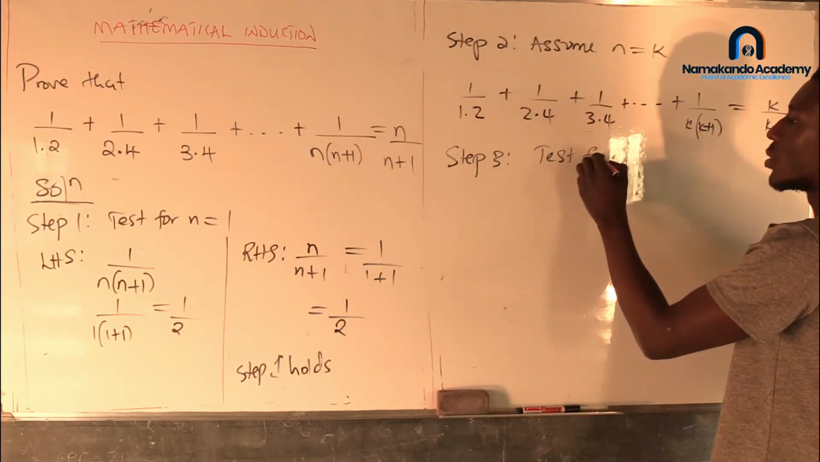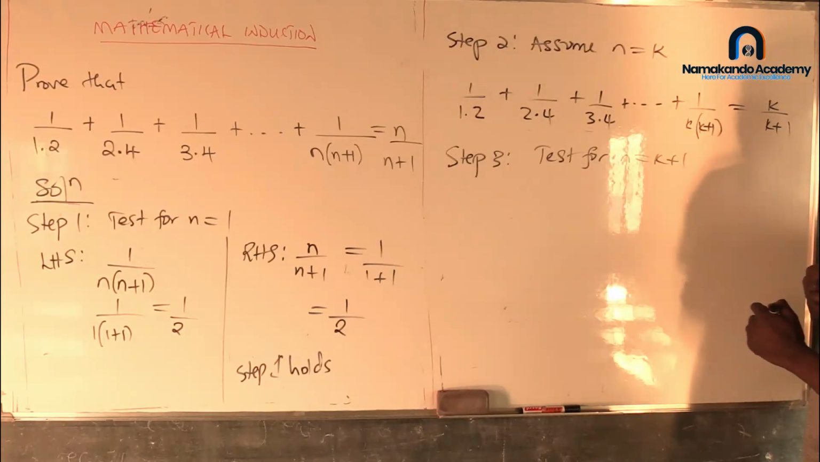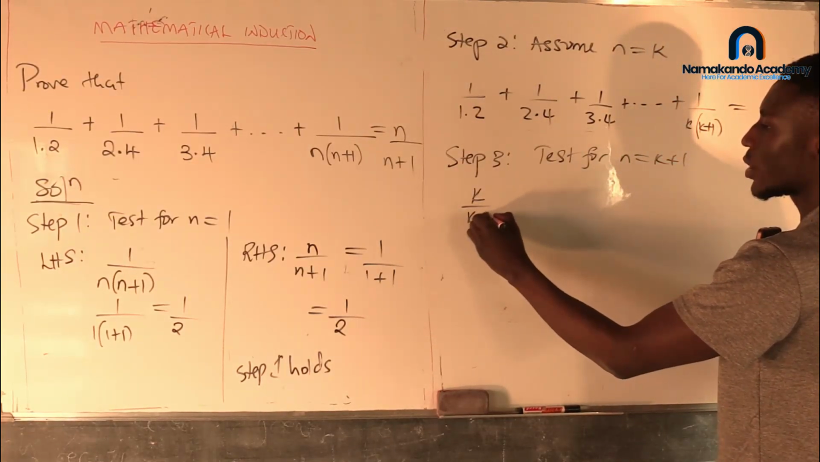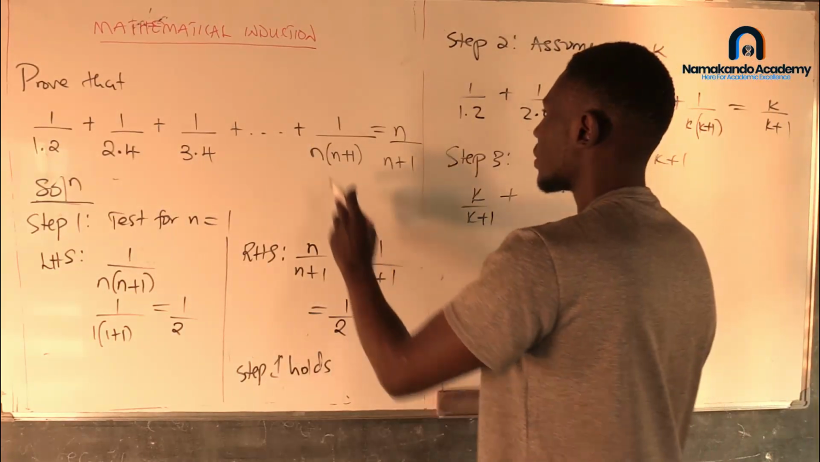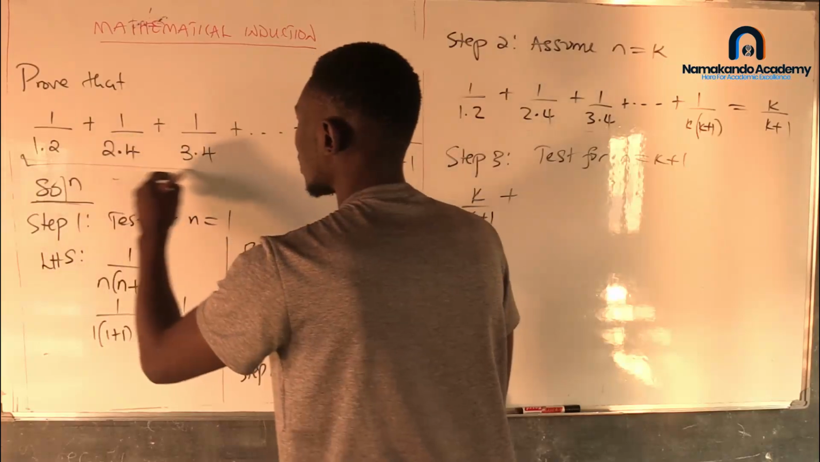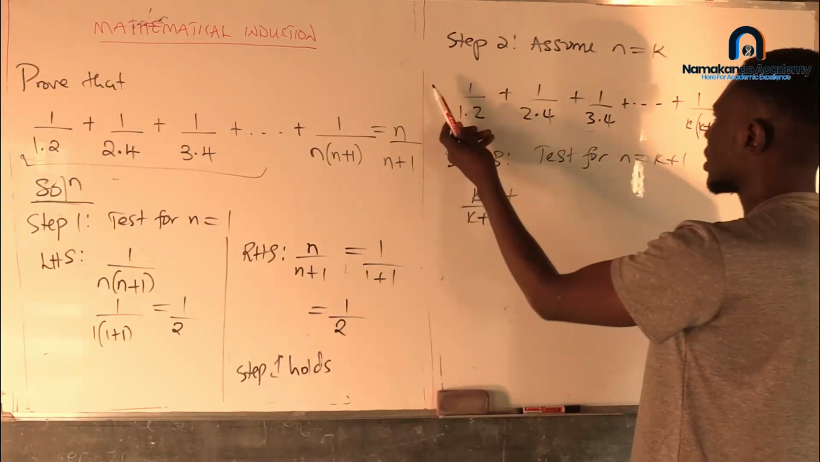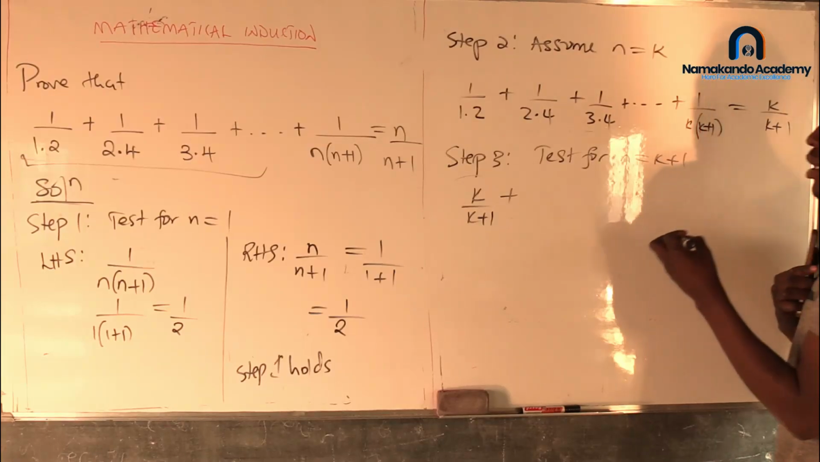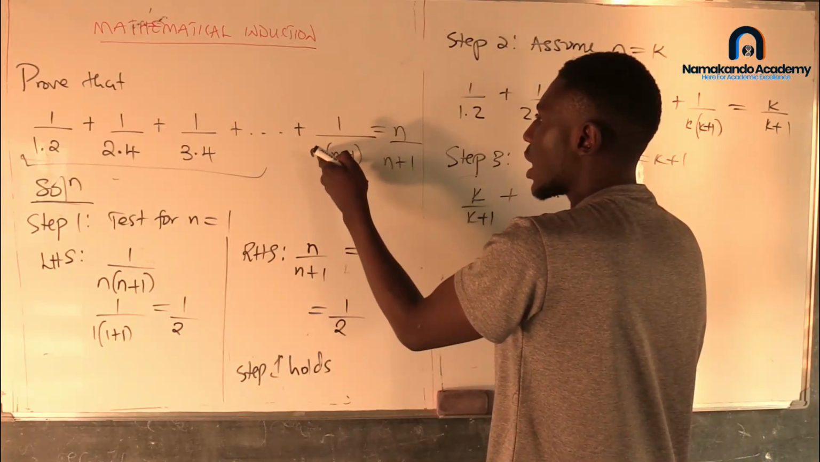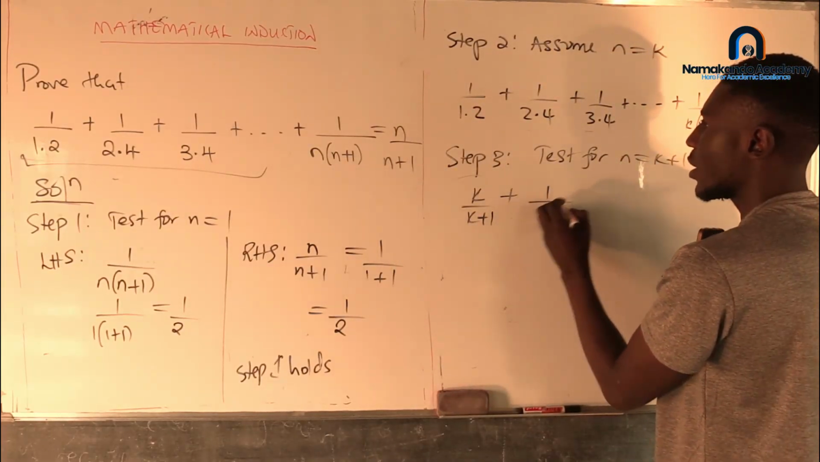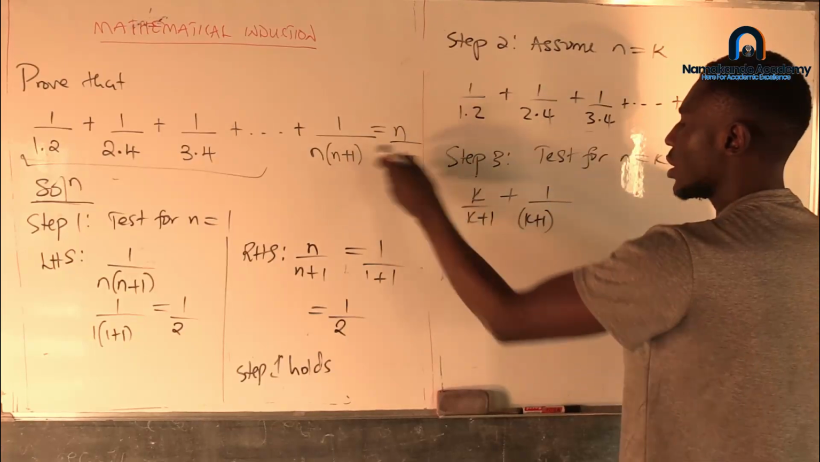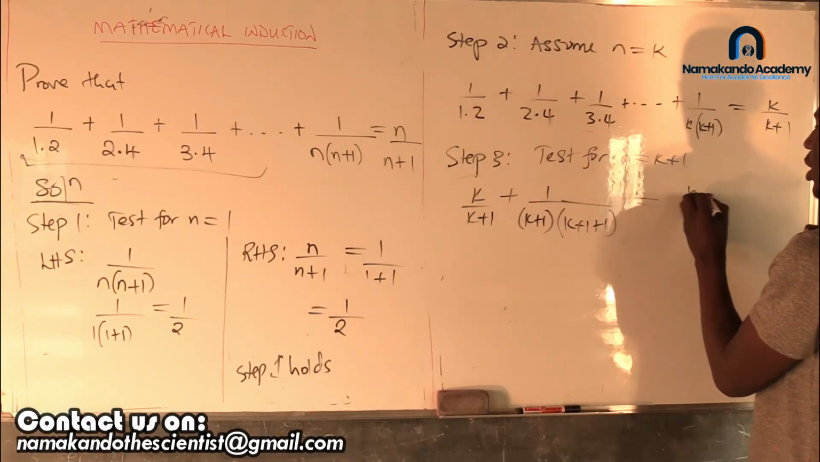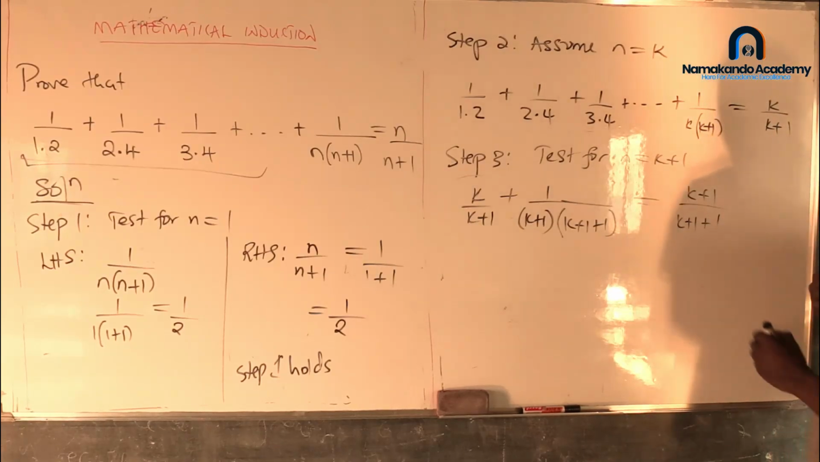which is where we test for n equals k plus 1. So what we now do is we take the right hand side of step 2, which is k over k plus 1. Then we'll say plus the last term now, which will be a result of substituting k plus 1 wherever there's n. So this gives us 1 over n here, this is k plus 1, inside there we have k plus 1 plus 1. This is equal to, here there's n, substitute with k plus 1 over k plus 1 plus 1.